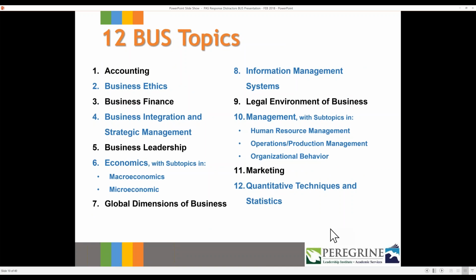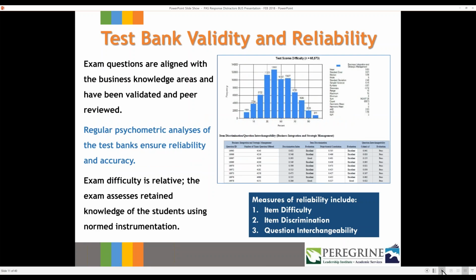So these are the 12 core business topics offered on our business assessment exam. And depending on your program, most often the undergraduate programs would cover around 10 to 12 of these topics. Sometimes leadership is not covered at the undergraduate level. At your master's level, again, depending on your program coverage, you're going to have anywhere from 6 to 8 of these areas covered in a master's program.